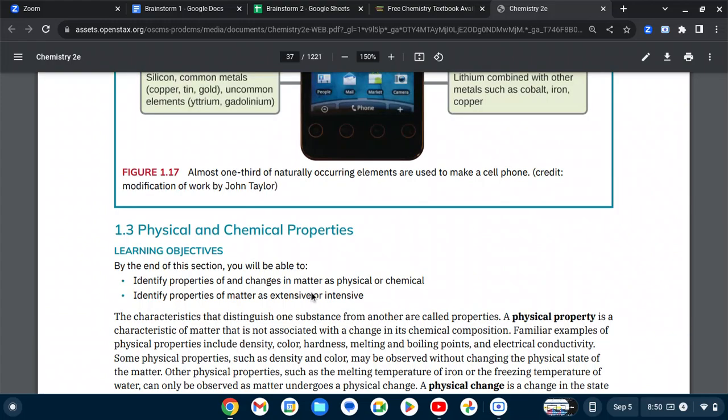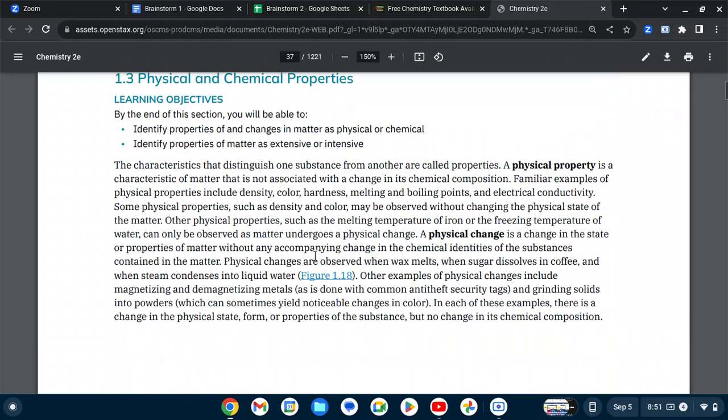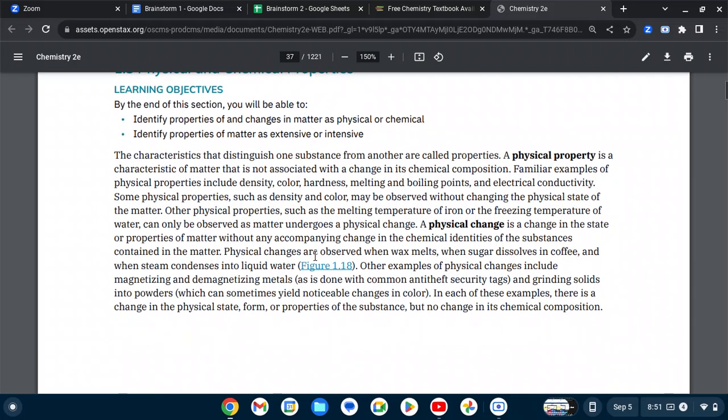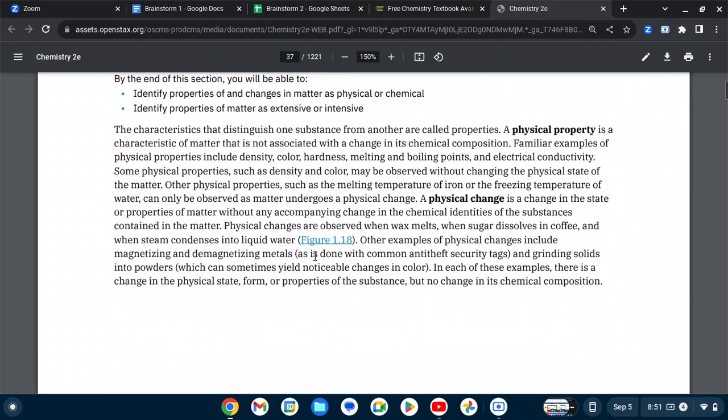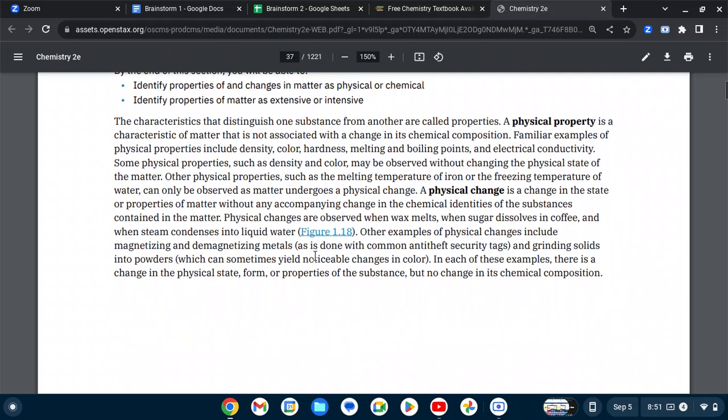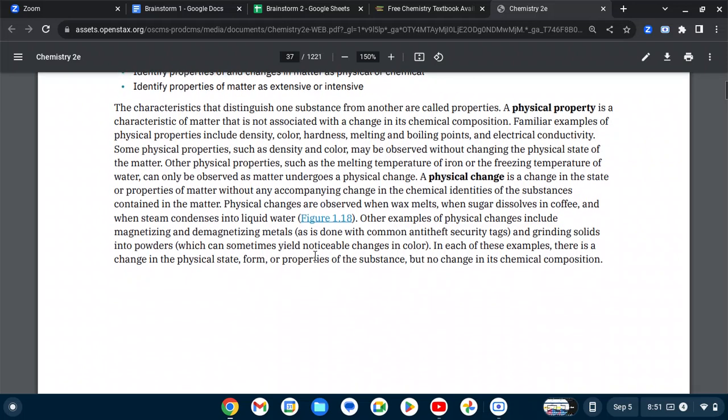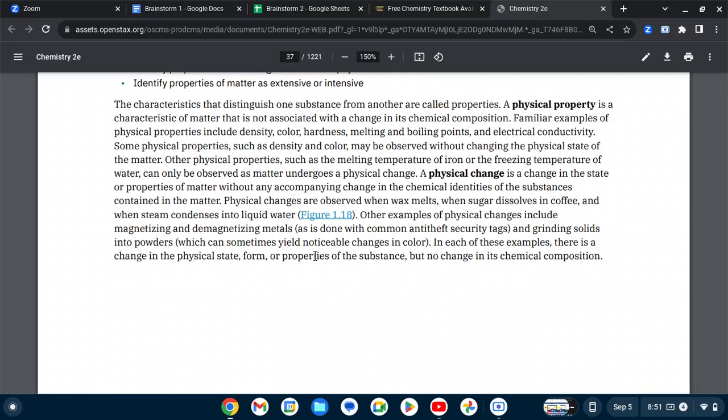All right, 1.3, Physical and Chemical Properties. Learning objectives. By the end of this section, you will be able to identify properties of and changes in matter as physical or chemical, and identify properties of matter as extensive or intensive.